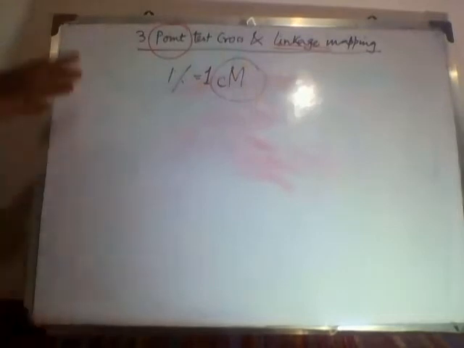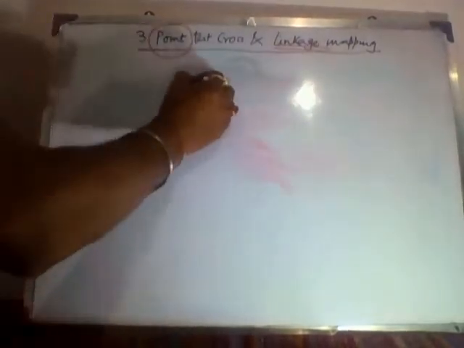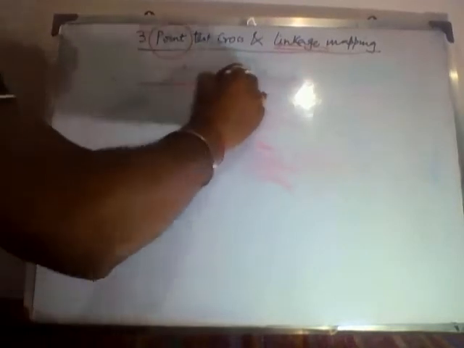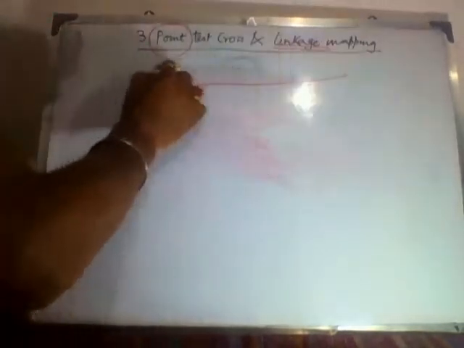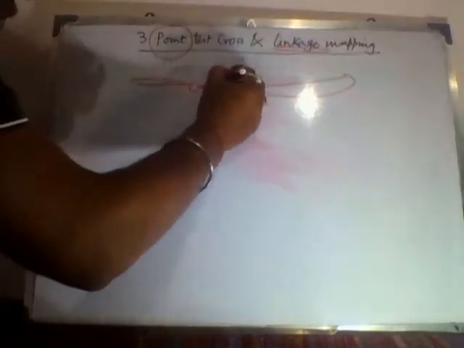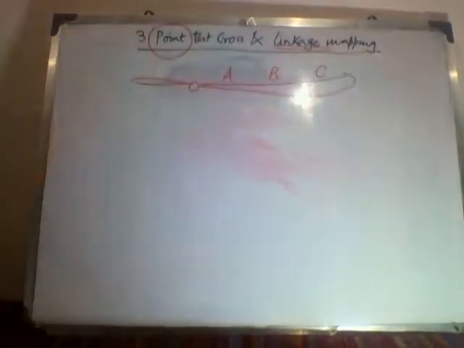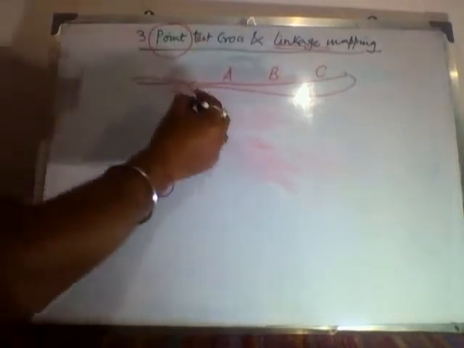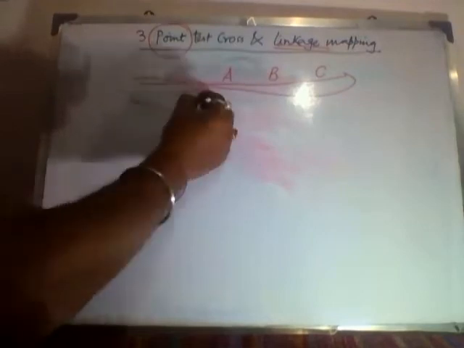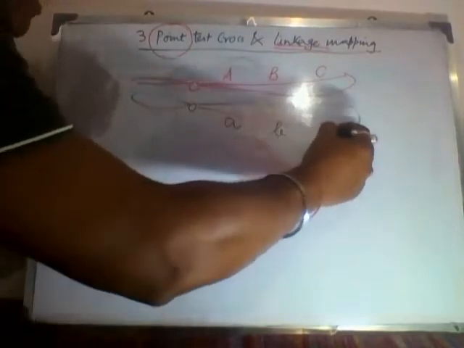So we will explore this 3-point test cross. First of all, let me draw the location of 3 genes on a particular chromosome. Suppose this is a chromosome harboring 3 genes A, B and C, and I have developed a trihybrid having the second chromosome like small a, small b and small c.